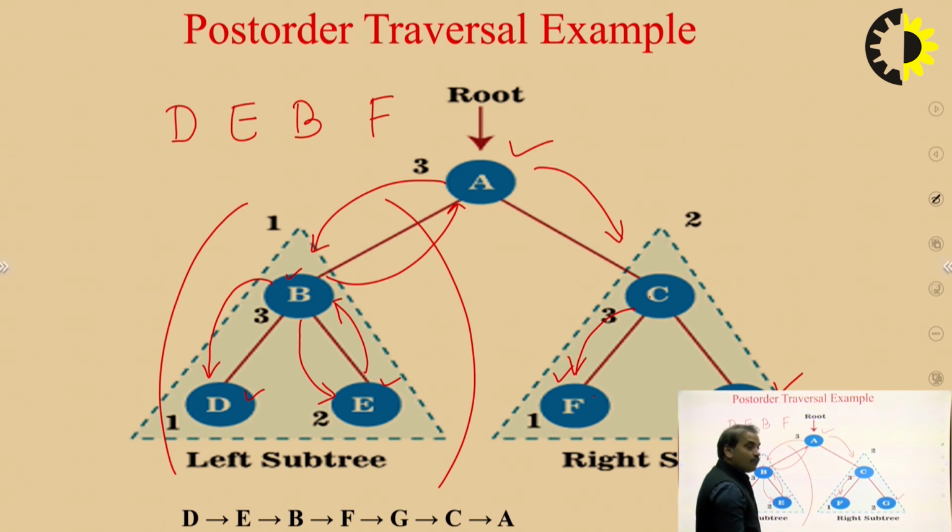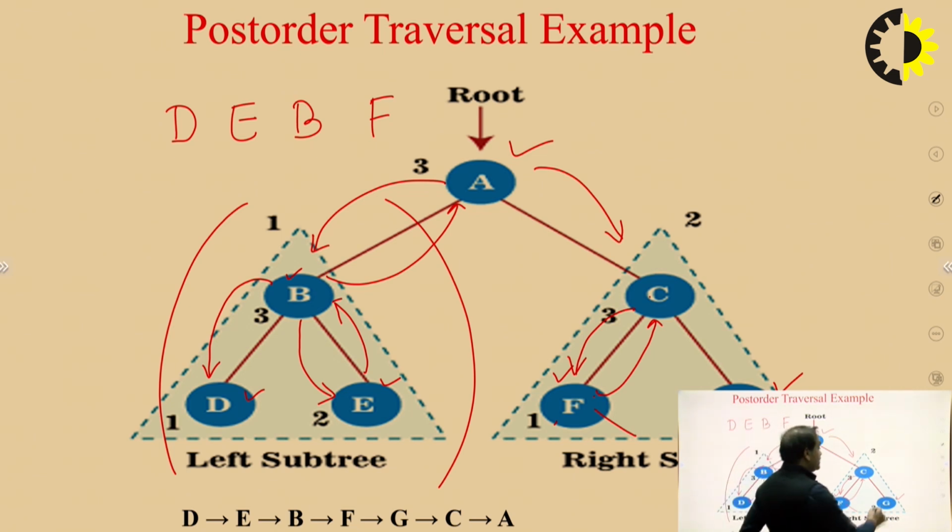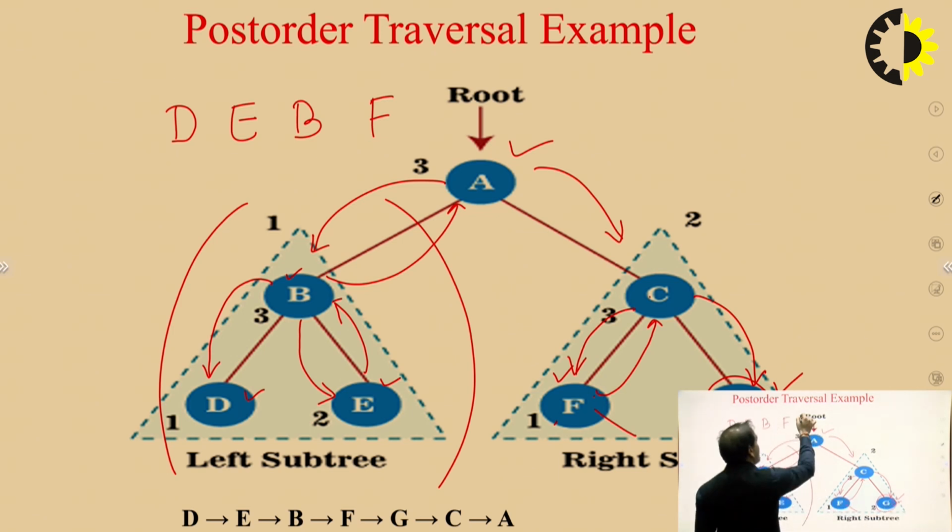Then move to the left or right subtree of F. Here there is no left tree, so we can't move left, and there is no right, so we can't move right. Now move to the parent of F, that is C, and the right child of C is G, so we have to move to G. G has no left or right child, so we process G. After processing F, we have to process G.